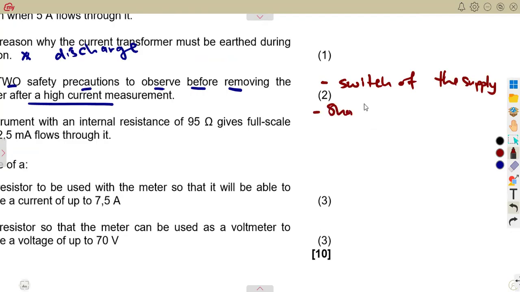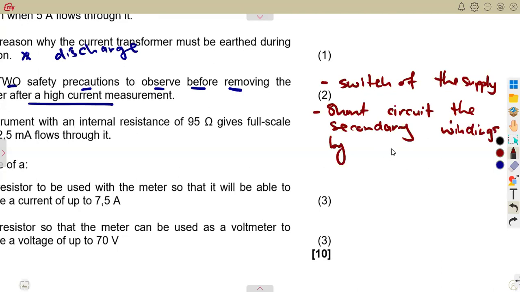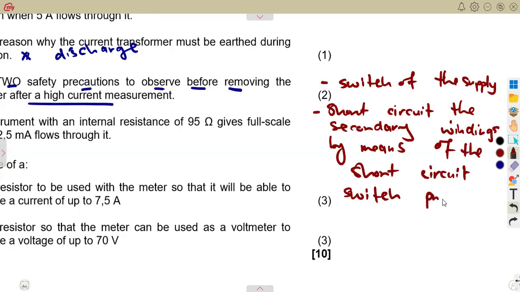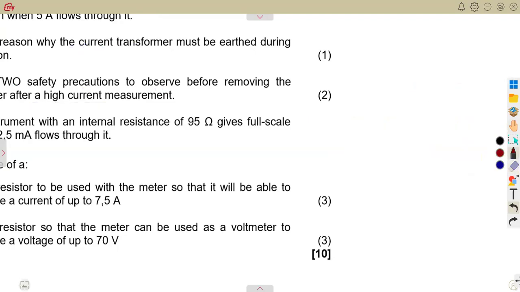So also you must short circuit the secondary windings by means of the short circuit switch provided by the manufacturer. Okay, so that is what you're going to consider in that case.